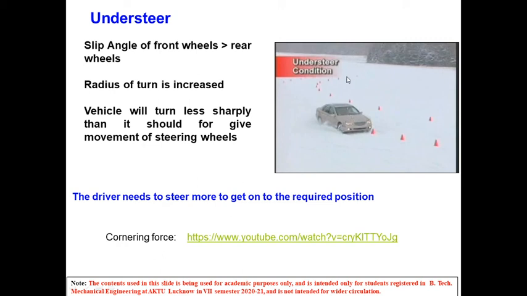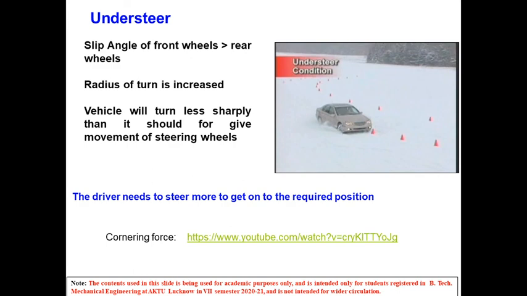There is a path drawn like this, and we have to follow this path. But we can see that even though the driver is turning the steering wheel, the car is not moving on the right path. So we can say that the vehicle will turn less sharply than it should for a given movement of the steering wheel. In this condition the driver needs to steer more to get on the required position. So this is known as the understeering condition.